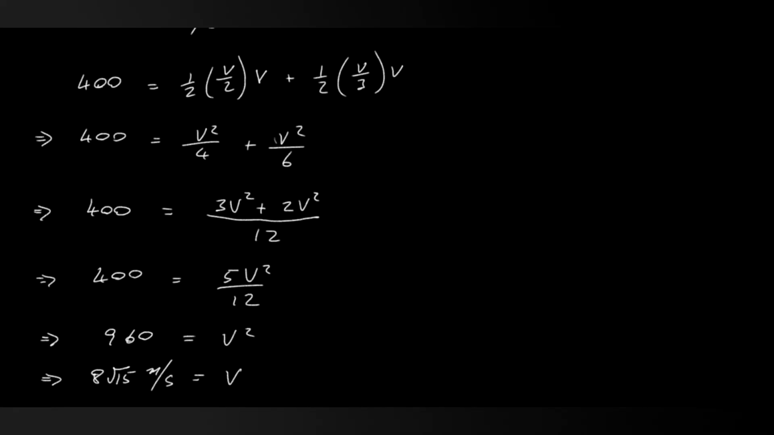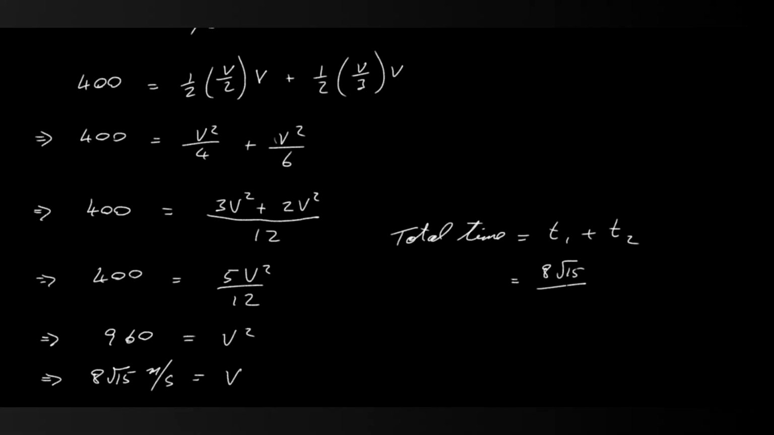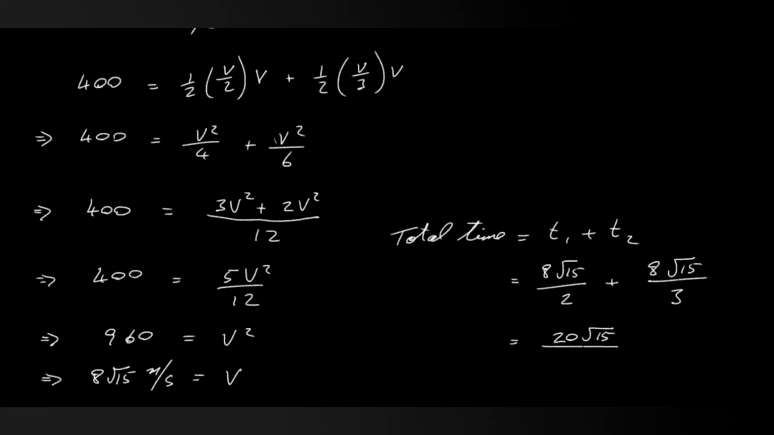So we just have to find the total time then. So our total time is just equal to t1 plus t2. In our case, t1 was v over 2, so that's just 8 root 15 divided by 2 plus 8 root 15 for t2, it was over 3. Just got to add those two together, and you get 20 root 15 over 3 seconds.